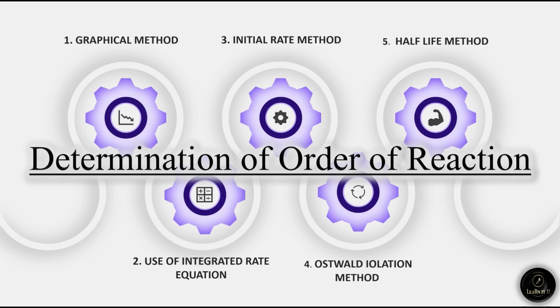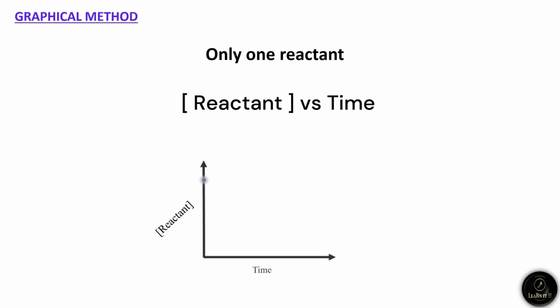So the first one is graphical method. This method is suitable for the reaction which is involving only one reactant. The steps involved are, first, we calculate the concentration of the reactants at different time intervals by using a suitable method. Second, a graph is plotted, that is the concentration versus time. And the instantaneous rate is determined at specific intervals by drawing a tangent and finding its slope.